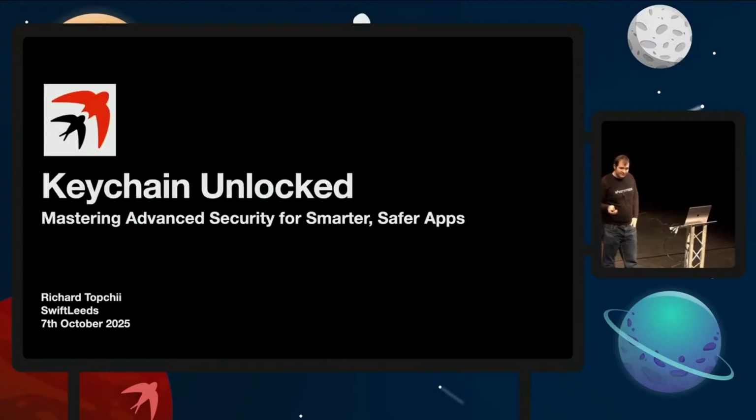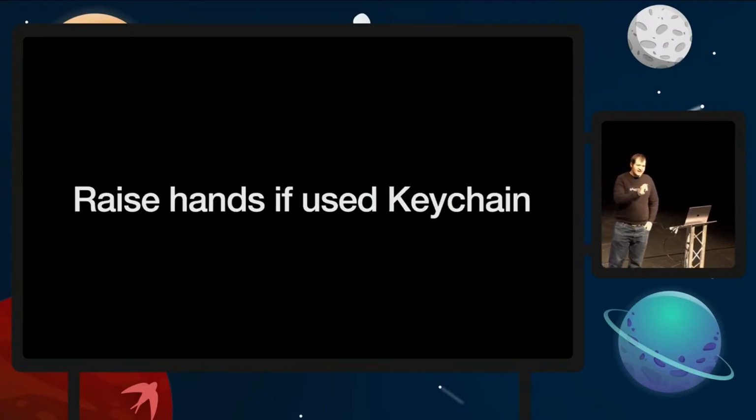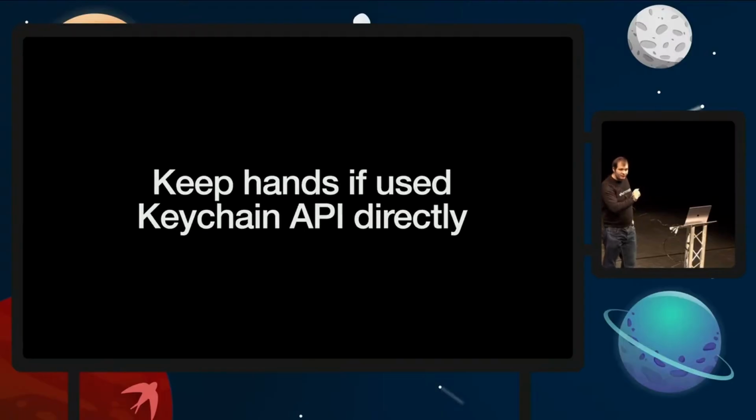Let's get started. The Keychain Unlock. Before we start, please raise hands to see who of you have used the keychain in your apps. I'm not surprised to see pretty much everyone, and still keep your hands. Keep your hands if you use the Keychain API directly. Lower your hands if you use some library or a third-party wrapper. Actually, quite many hands. It's quite surprising and it's great.